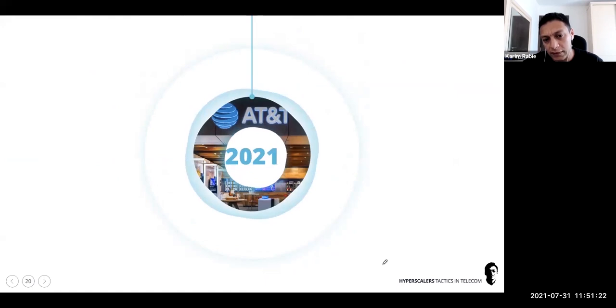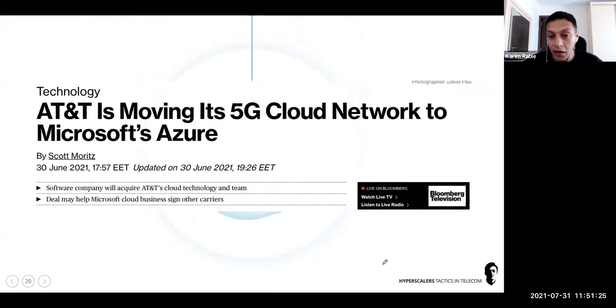in 2021, lately, they announced that they are moving the full 5G cloud network to Microsoft Azure. So for people who were following the storyboard since the beginning, it was a little bit confusing, because the direction is not, I would say, aligned.